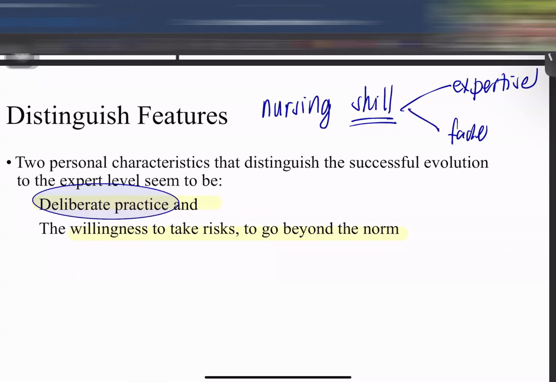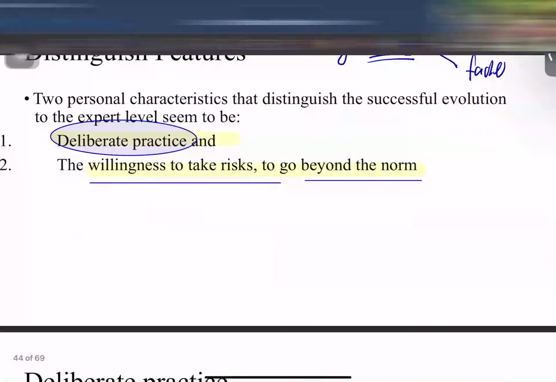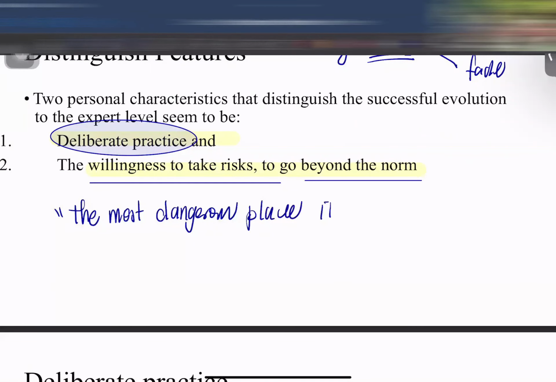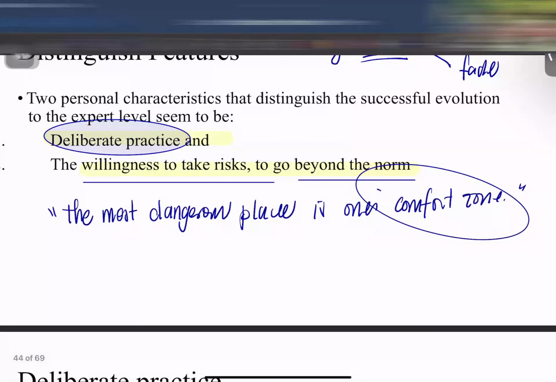Okay? And now look at that one, the willingness to take risk and to go beyond the norm. I forgot the leader who said this, but that leader mentioned that the most dangerous place is your comfort zone. Why? Comfort zone nga, tapos naging dangerous place pa. So class, bakit daw ganon? Kasi in your comfort zone, you don't tend to grow.